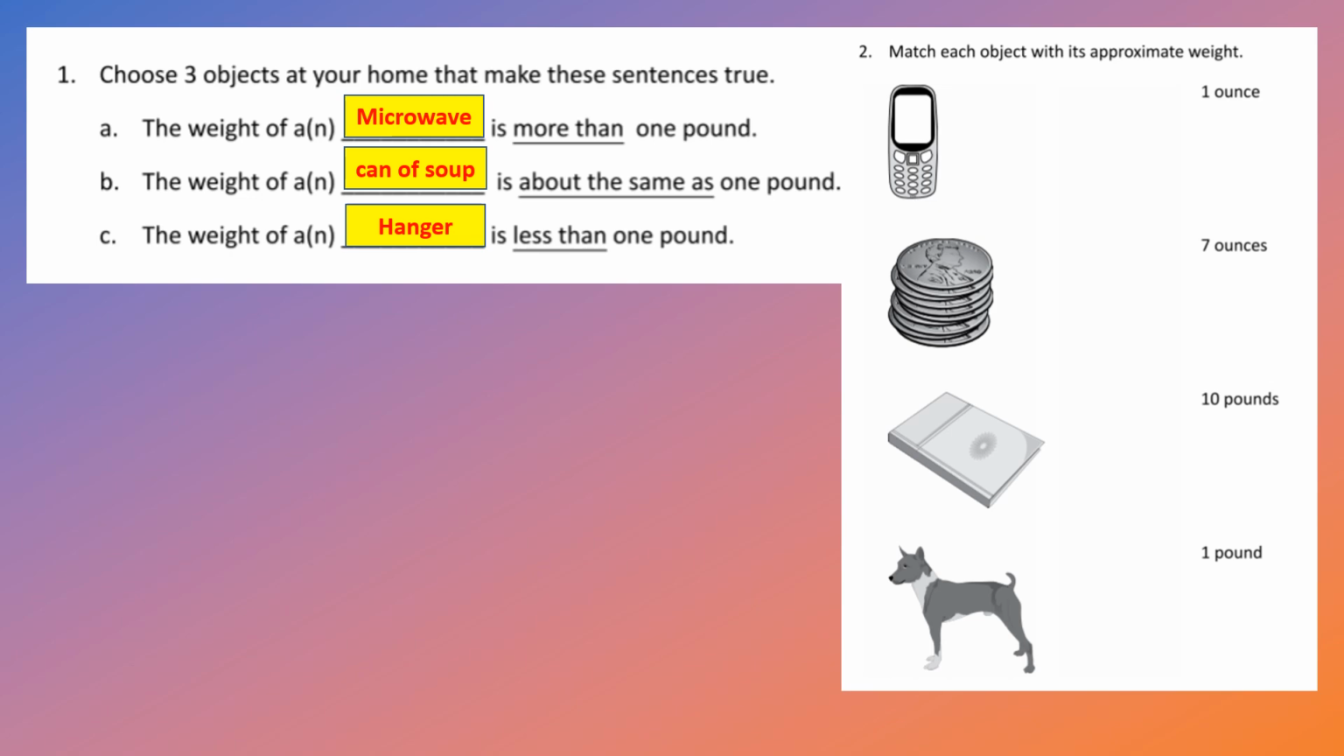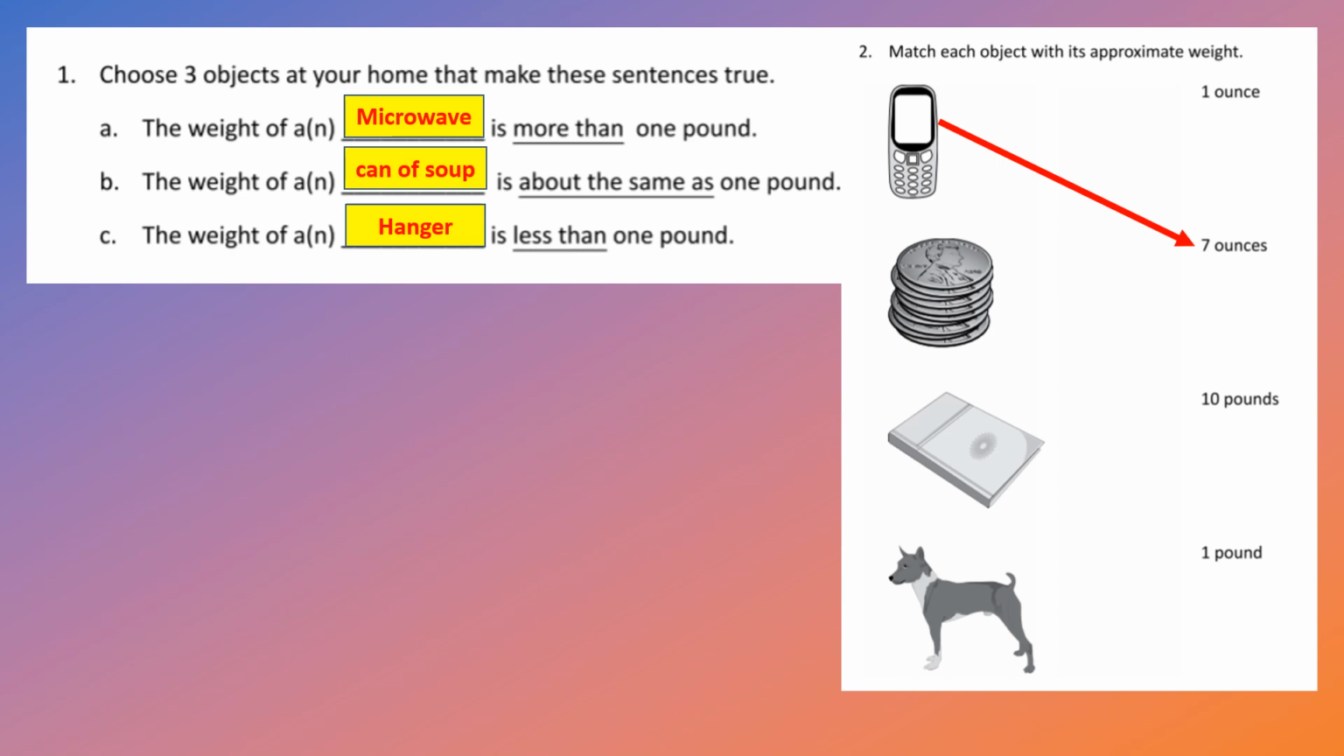Now, moving on to number two. Number two says match each object with its approximate weight. So it's not going to be the exact weight, but it's about or approximately that weight. That very first picture, you may not know what that is. That is a very old cell phone. I'm sure you've never seen one of these before. So that very old cell phone weighs approximately or about 7 ounces. It's a very small, older cell phone, and I'm sure somebody's going to ask me about it in class.